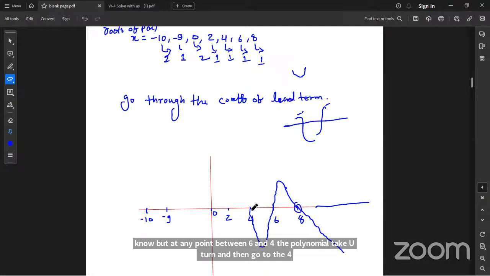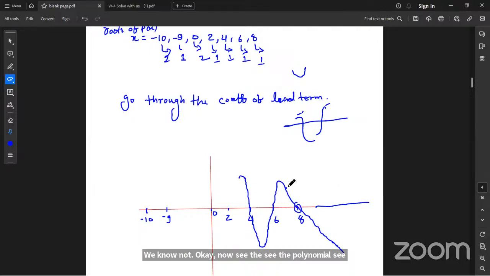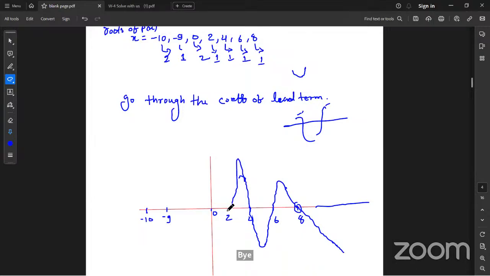Okay. Now see the polynomial. See the multiplicity of 4. What is the multiplicity of 4? 1, odd. So this polynomial will behave linearly. Same thing will happen. This will take a U-turn. This U-turn can be at a maximum height like this, I don't know, but yes, it will behave like this, right?